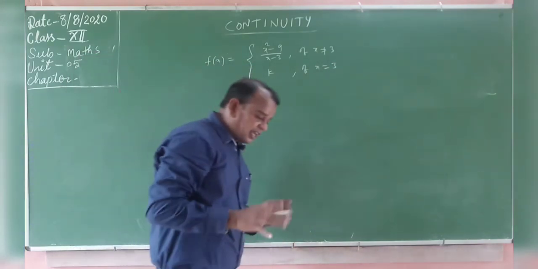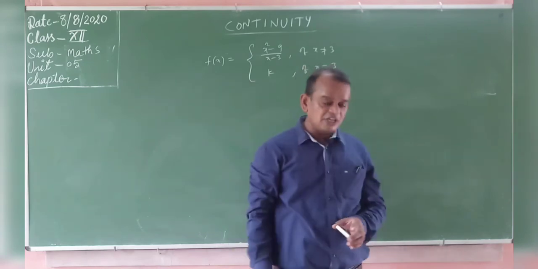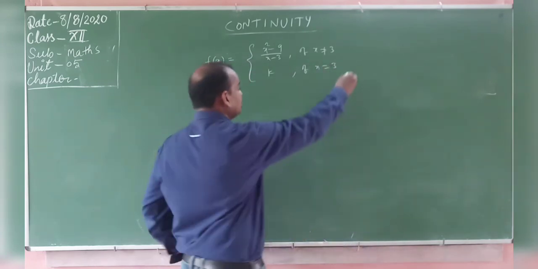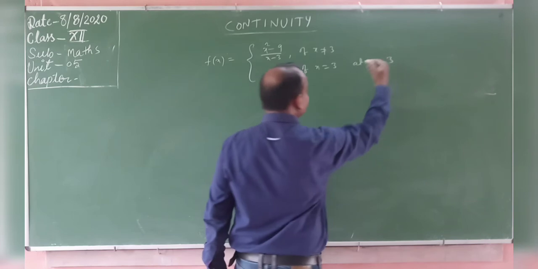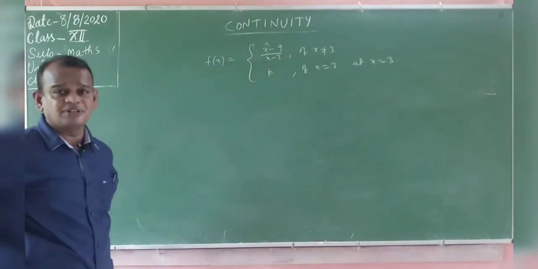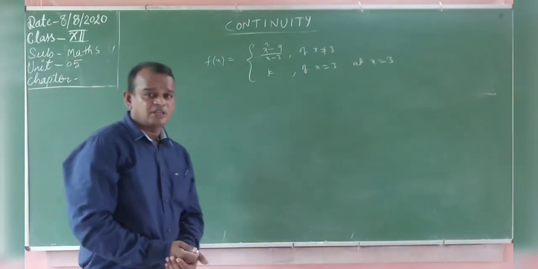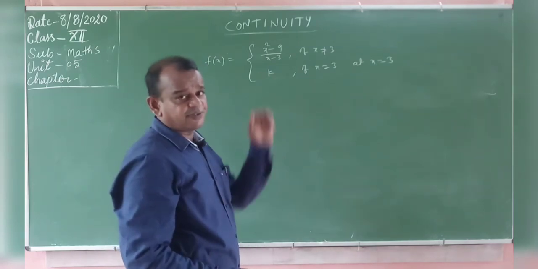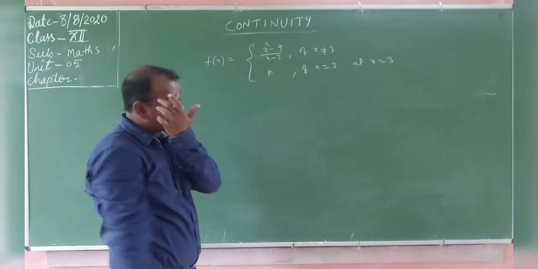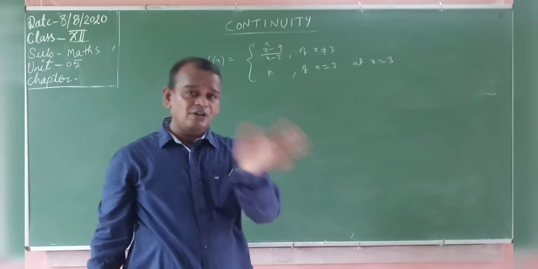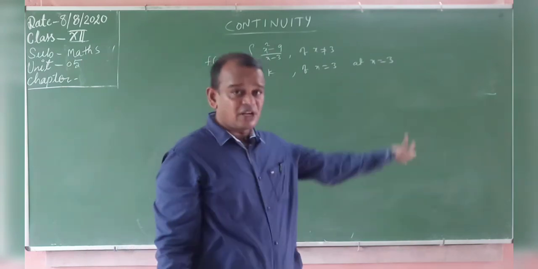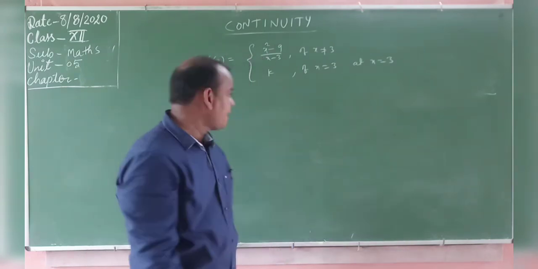Determine the value of k for which the following function is continuous at x equal to 3. The function is already continuous at x equal to 3. Now find the value of k. What is given? A continuous function is given. How many functions are there? Only one function. It means the limit value is equal to the function value, because it is continuous.